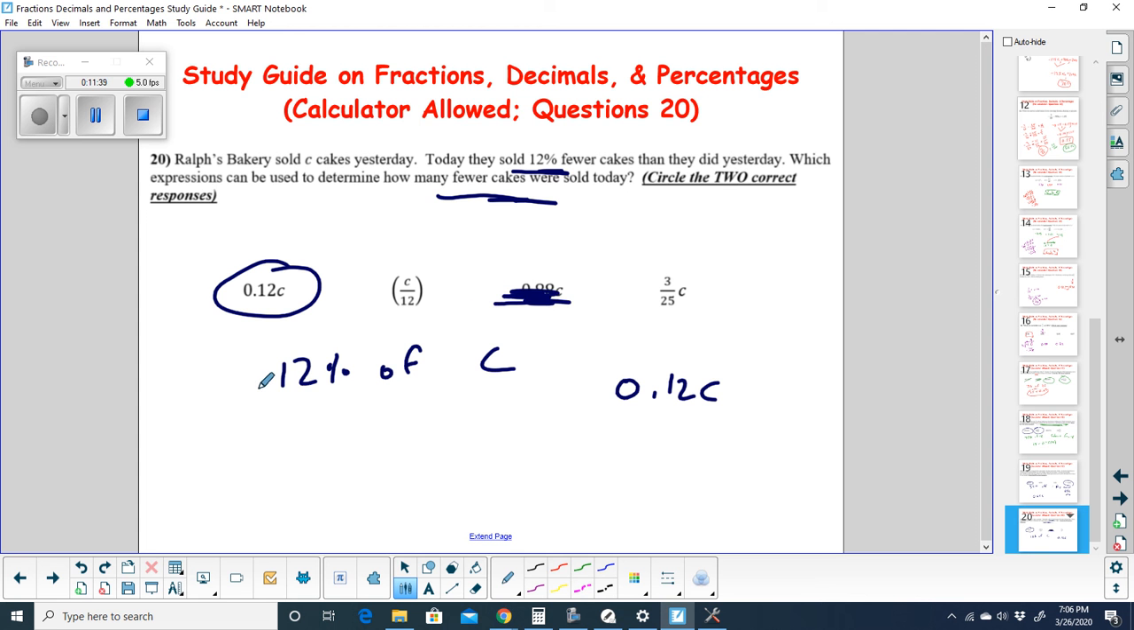That's out. All right. Now this one, C divided by 12, doesn't make sense. We're not taking C and dividing by 12. In fact, we're multiplying it by 0.12. So that one is out. So this one has to be the right answer. But if you think about it, 3 over 25 is also equal to 12 over 100, which is 12%. So yeah, this is also 12% of C.